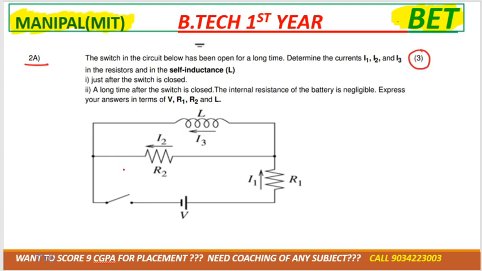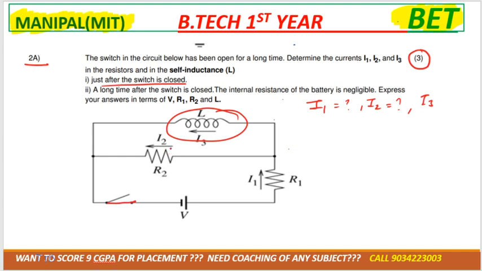Initially, they have basically asked that when the switch is closed, then calculate the current, right? Just after the switch is closed means that if the switch is closed, then we have to calculate the current. Which current do we need to get? That is I1, I2 and I3, correct? So when the switch is initially closed, the current through the inductor changes because a back EMF is produced, right?